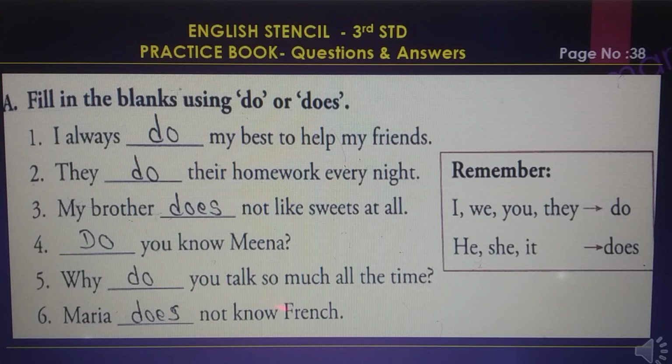Fifth one, why do you talk so much all the time? Sixth one, Maria does not know French.